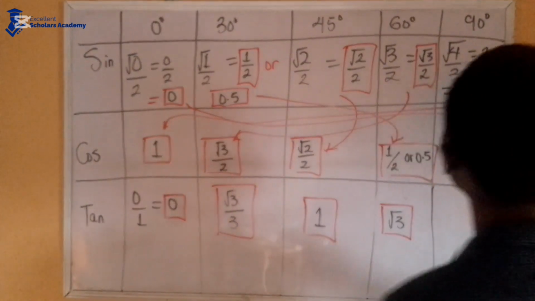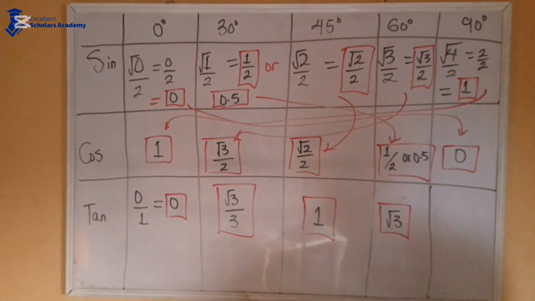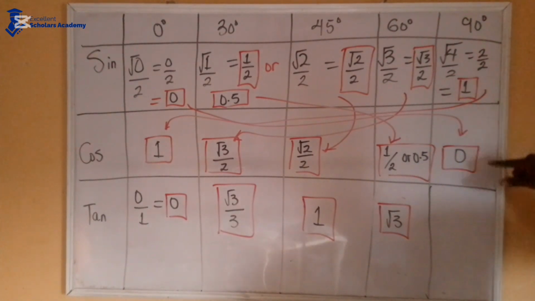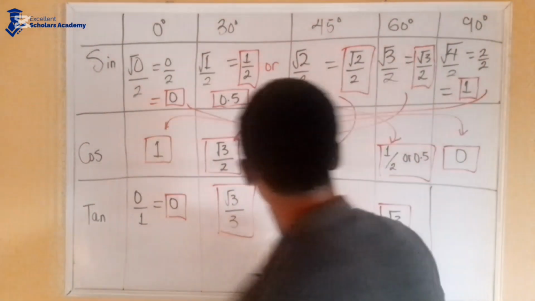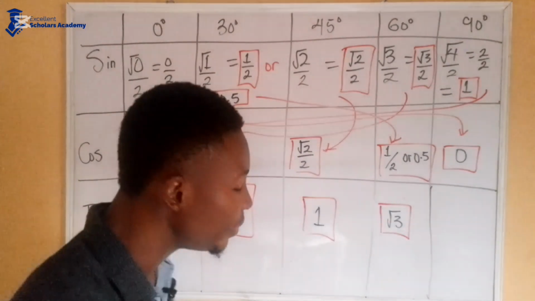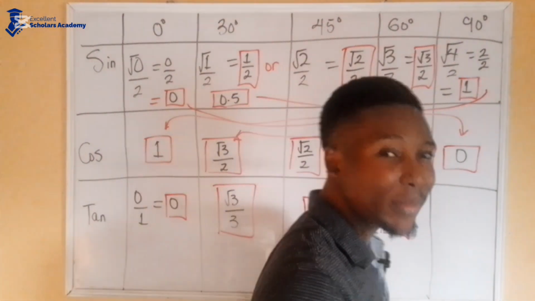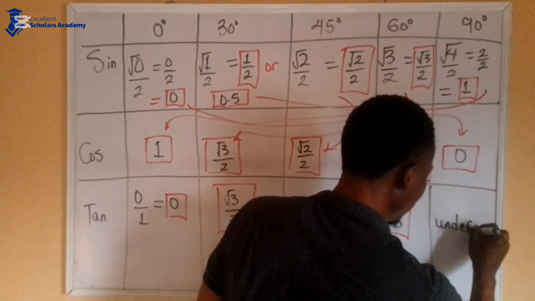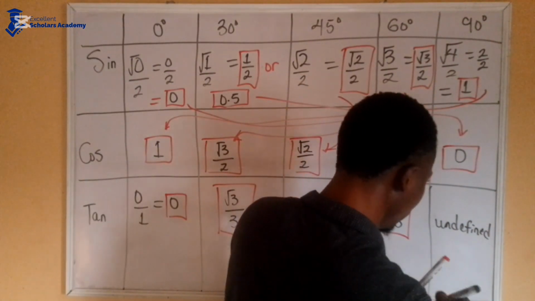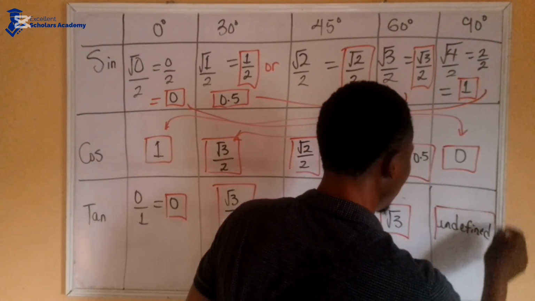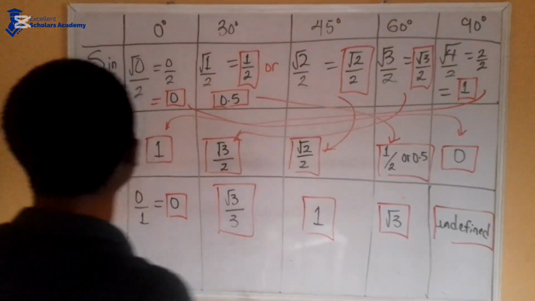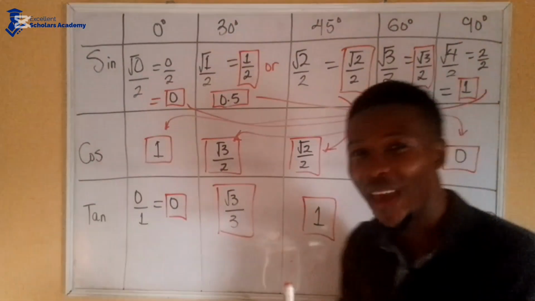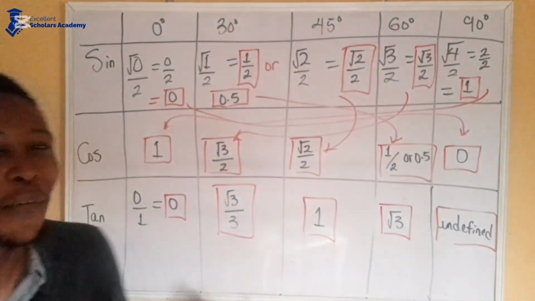Now, let's find tan 90, the last one. How do we do that? It's 1 divided by 0, and 1 divided by 0 is undefined, because anything divided by 0 is undefined. So tan 90 is undefined. So this is how to easily get your trigonometric values. Very, very easy and fast.